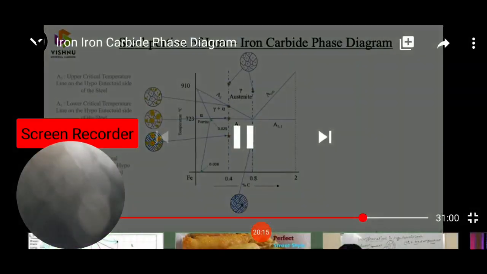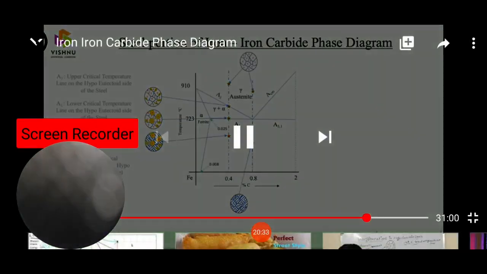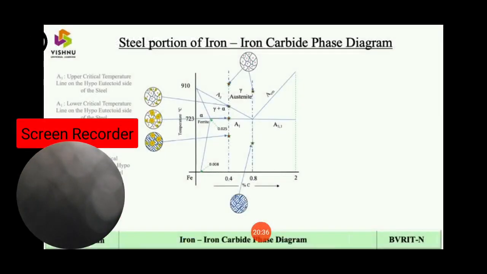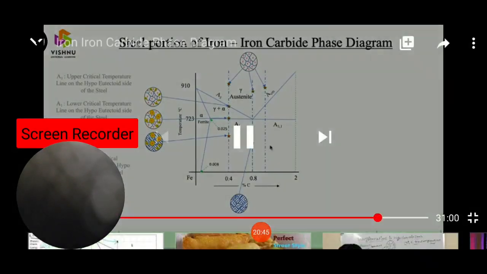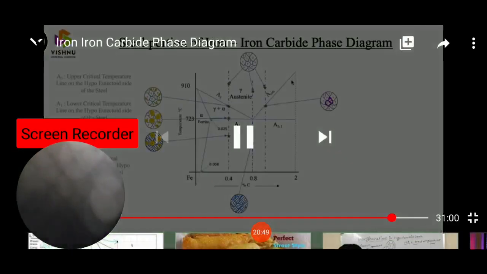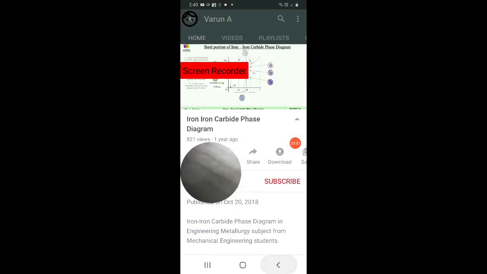So the main process behind this transformation of austenite to pearlite is diffusion. The carbon which is coming out from the austenite will first initially form a plate-like structure, which is rich in carbon. So it will form the same austenite, but in this case below this upper critical temperature line on the hypereutectoid side of the steel, at room temperatures, when we have a carbon composition less than 0.8.